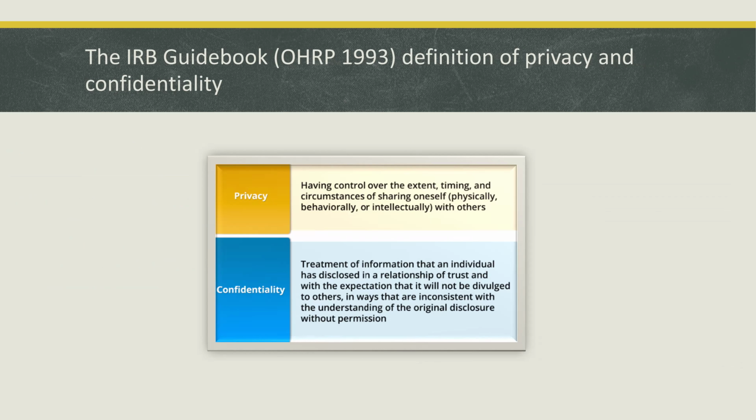So, what does this mean? It means that although privacy and confidentiality are closely related, they are not identical. Privacy is related to methods of gathering information from research subjects. Confidentiality refers to obligations of researchers and institutions to appropriately protect the information disclosed to them.